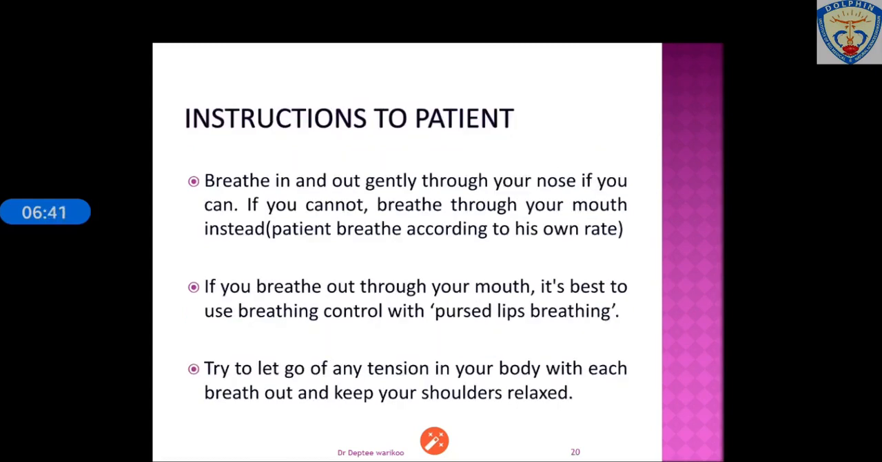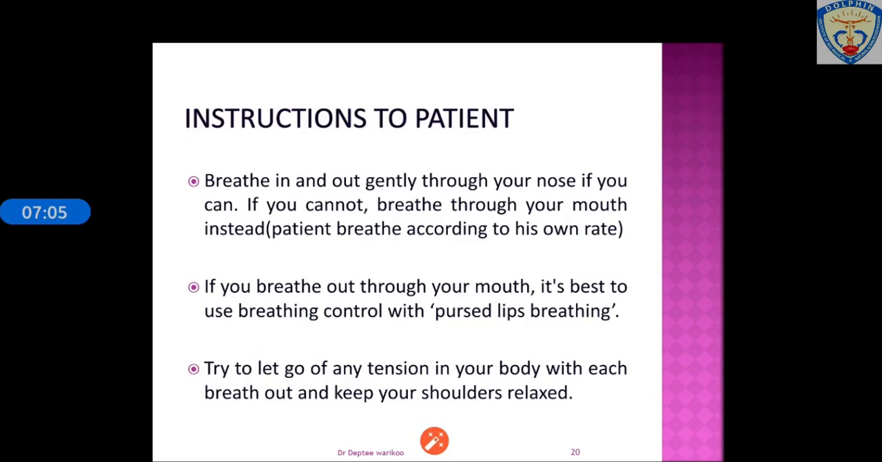Now, what instructions do we have to give to the patient while performing the technique? First, the patient has to be told to breathe in and out gently through your nose if you can. If you cannot, breathe through your mouth instead. If you breathe out through your mouth, it's best to use breathing control with pursed lip breathing, which we have already discussed in earlier classes.